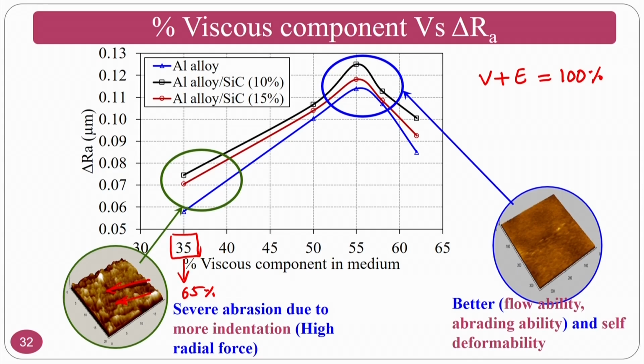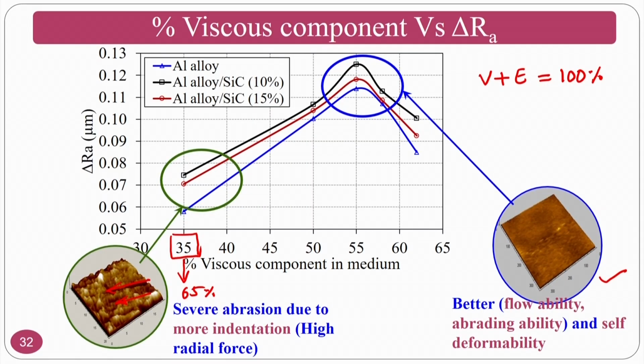If you see at 55, normally what you are going to experience is a very good surface. This is because you have a sufficient amount of elastic component and a sufficient amount of viscous component, and you are going to abrade uniformly across the surface with better flowability, better abradability. That is why you are going to get a better surface finish.